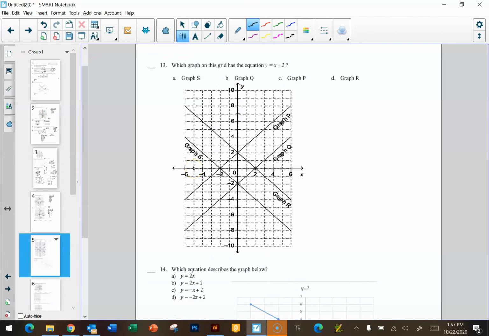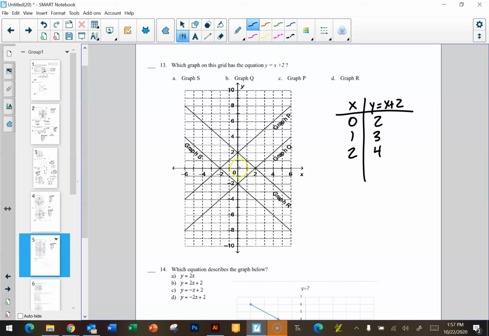Which graph has the equation? And we should be getting good at these by now. Okay, table of values. X, y equals x plus 2. My values, I'm just going to make nice easy ones. So y equals 0 plus 2 is 2. Y equals 1 plus 2 is 3. Y equals 2 plus 2 is 4.